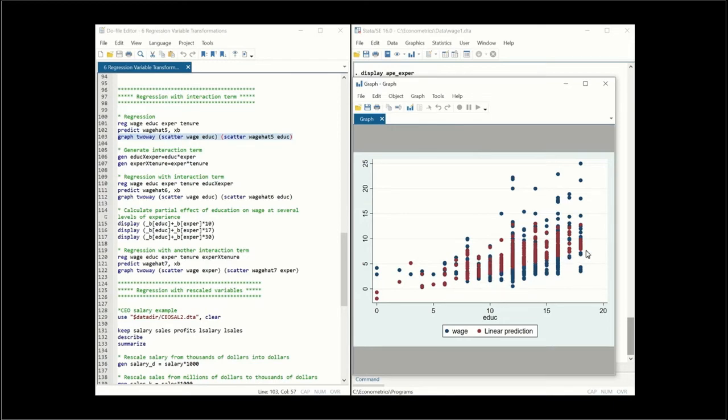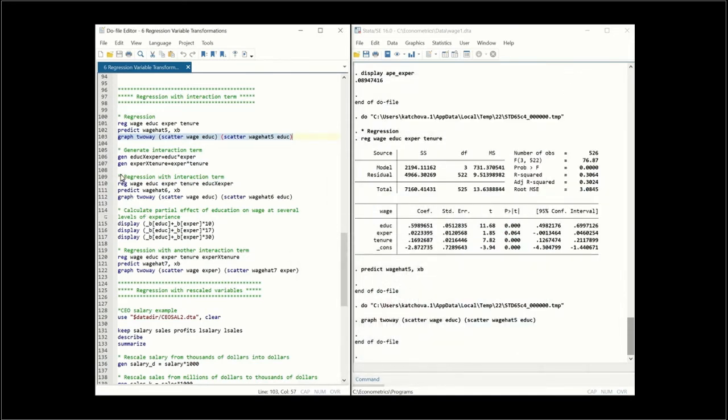And so that's why we see several predicted values, depending on what the experience is. So now let's go ahead and generate an interaction term, two interaction terms.